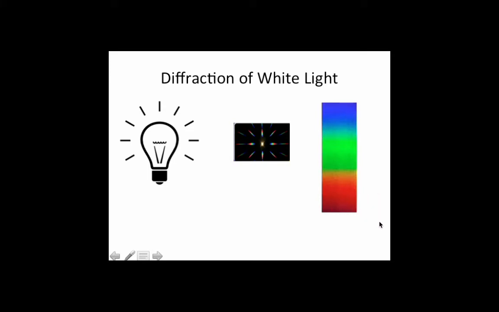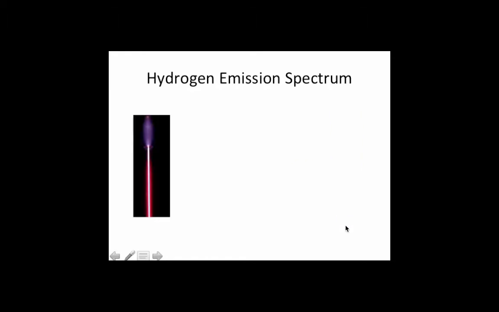This diffraction grating bends the light such that the blue light is bent at an angle that is larger than the red light, and so all of the colors split out in a rainbow. Now what we want to do is look at what happens when we have the hydrogen spectrum running through this diffraction grating.